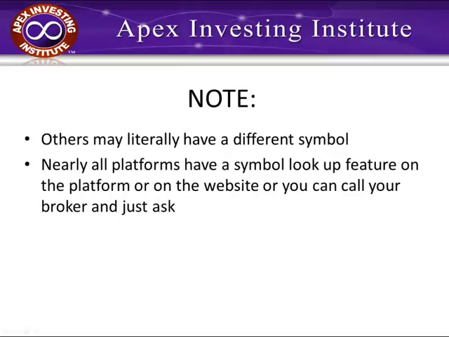Nearly all platforms have a simple, easy-to-use symbol lookup feature on the platform or on their website. You can also just call the broker and ask them. So there are the standard codes that you ought to be able to type in, but if they have a different symbol for it, then you can just call them or use the platform either way to find it. When we go into platforms, I'll show you how to figure out what those are. That'll be in a future module, but right now we'll just focus on going through the futures, and I'll show you how to find them on the futures website, because that's the most important one to know, because that's what most of them are going to be.